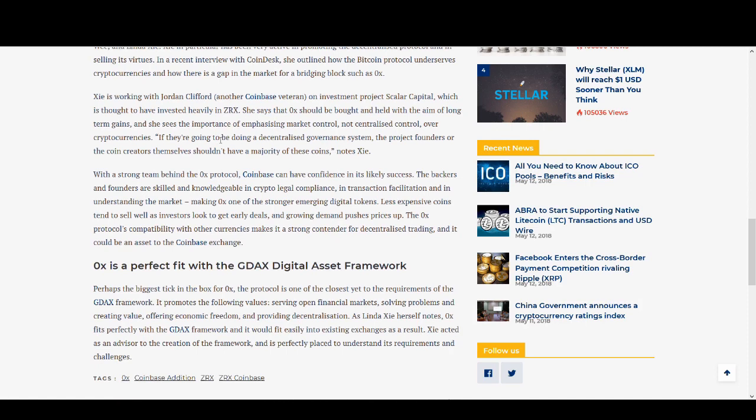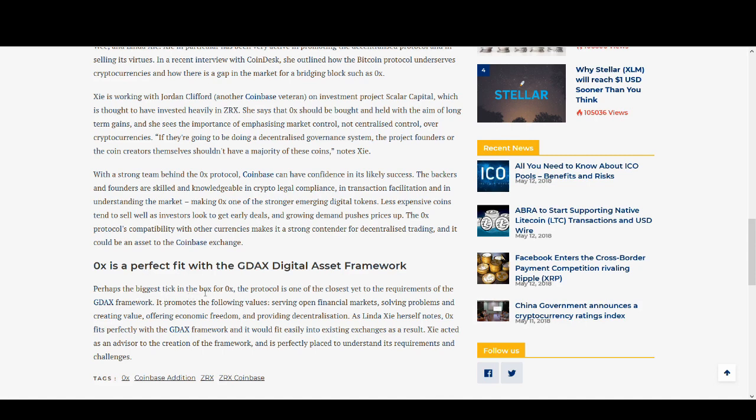That is probably one of the main reasons why I think 0x will be added to Coinbase at some point. And potentially it could be next. It could be an outsider to be next to be added to Coinbase. I talked about the digital asset framework. 0x is a perfect fit for the framework.